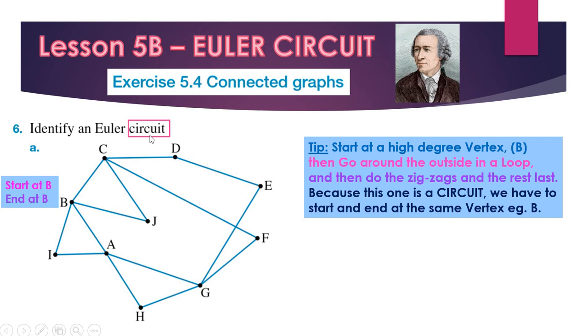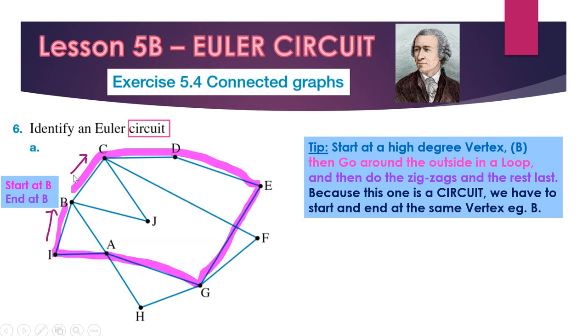And the question says identify an Euler circuit, so we kind of figure it is possible to do it. Now we're going to start at B and end at B. So we're going to use our old strategy, starting at the high degree vertex. B has 1, 2, 3, 4 things coming out of it, so it's a good thing to start at. Don't go starting at I with only 2. A might have been okay to start at because it's got 4 things coming out of it as well. But we decided to start at B here and use our old strategy of first going around the outside and then look at going in the inside, all right? So let's try that out.